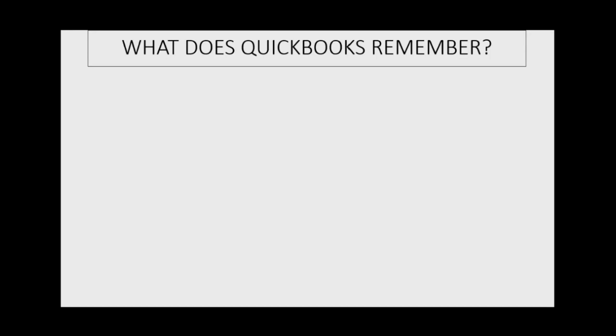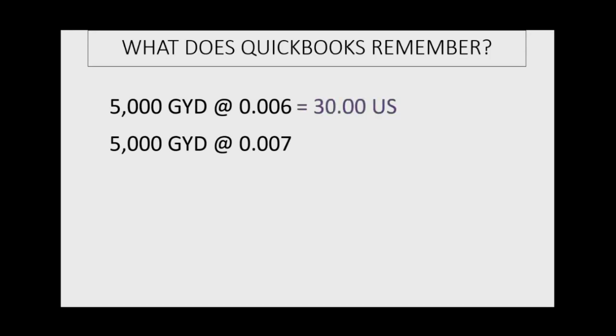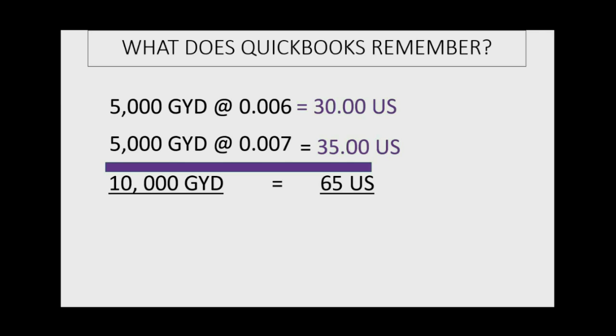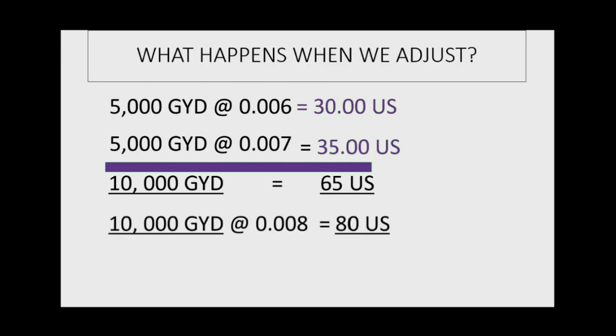So what does QuickBooks actually remember in our records? Well, QuickBooks remembers how much each of the individual units of currency was worth at the moment that we acquired them, and that reflects the current balance. QuickBooks will change the value of the individual units in our records to reflect the currently updated value, which means instead of having half of them at 0.006 and half of them at 0.007, after the adjustment, all of the units that we own will become the same value, the new value per unit that we put into QuickBooks, and as a result, the balance of the foreign bank account will change in amount regarding the US dollars.